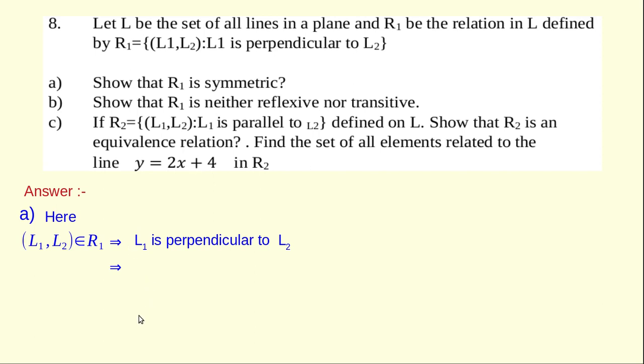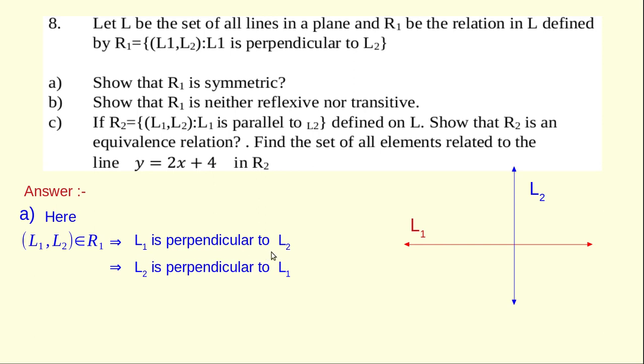For that, we are going to draw its picture. Okay, L1, this is a line. L2 is perpendicular to L1. Therefore, we can draw L2 like this. Here, L1 is perpendicular to L2. Very clear, L2 is also perpendicular to L1. Whenever L1 is perpendicular to L2, L2 is perpendicular to L1.